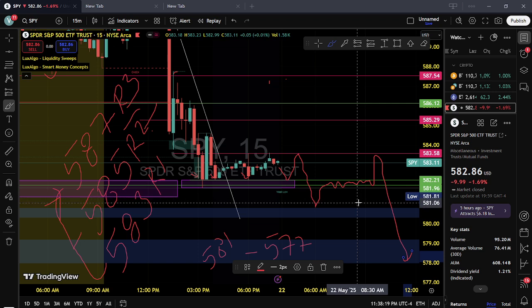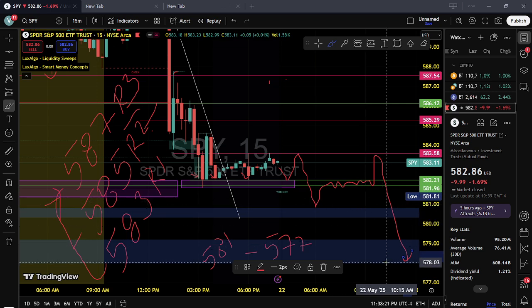Do not open any position early. I will be interested in buying a call at the 578 level tomorrow. One call I would love to buy at 580. Let's remove this 580 from the picture. I'm considering this 579 to 578 level.